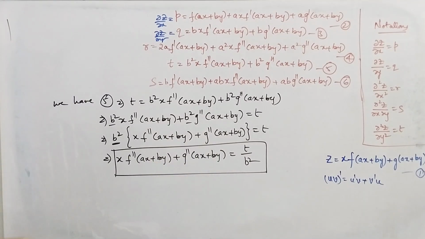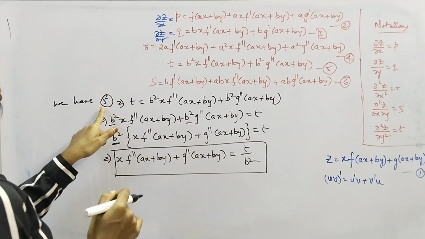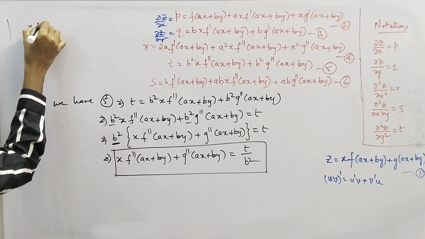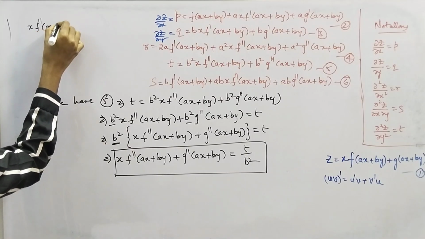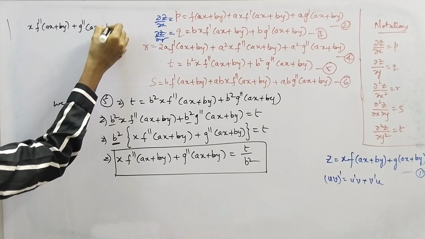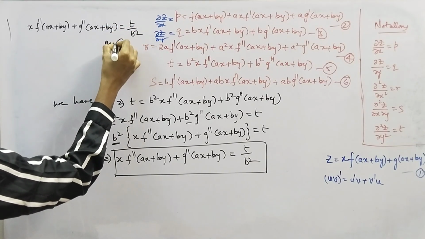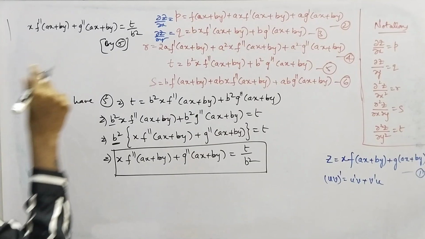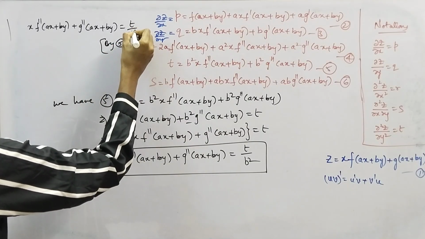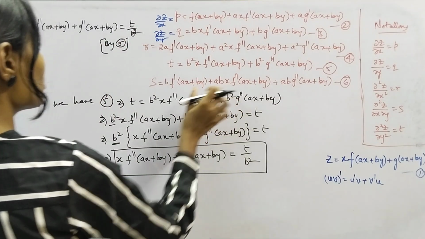So we got this, the value of x f'' plus g'' equal to t by b² using equation 5. Okay, x f'' of (ax+by) plus g'' of (ax+by) equal to t by b², by 5. Fine. Now we have equation 6, right?